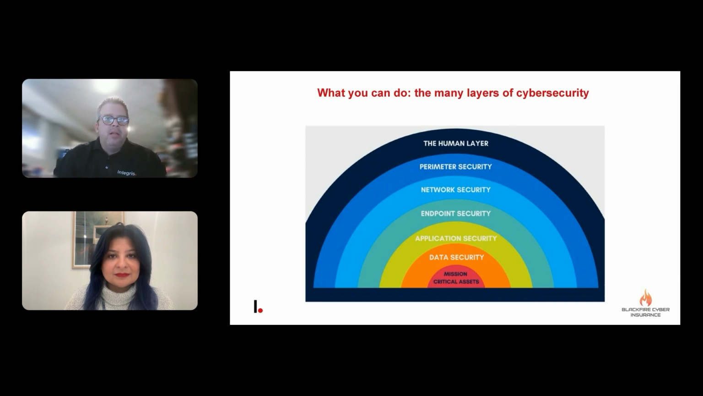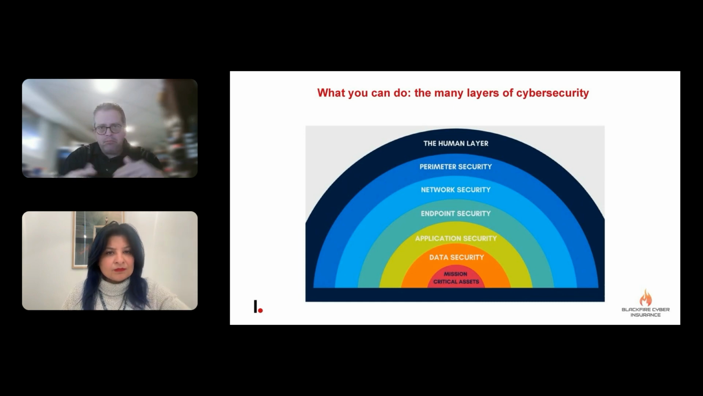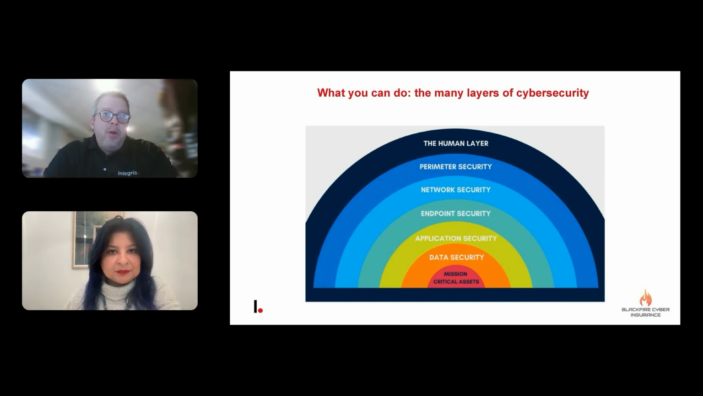Network security covers the whole network, whether you have several locations or just one location. We've put different things in place to protect that network and to alert us if some bad actors are trying to get in. Perimeter security, which is outside, is looking at the whole network. If you have several locations, it's not just looking in those individual networks, but it's looking all across the company. And then there's the human layer.